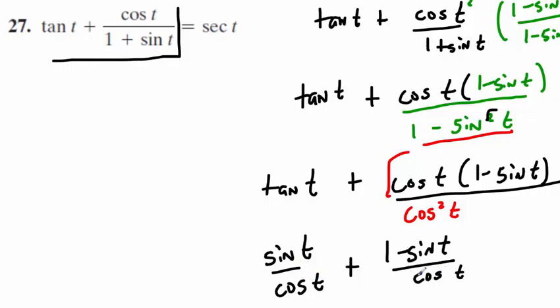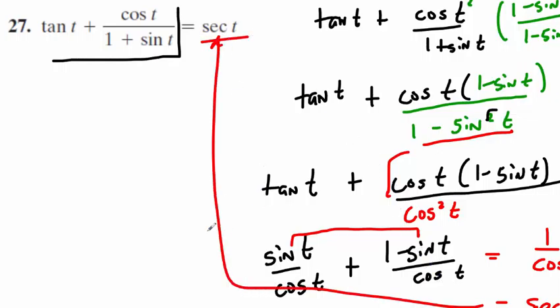Now I can see I already have a common denominator, so I can actually add those together. Well, sine t minus sine t just cancels. So I get 1 over cosine t. Well, I know that 1 over cosine t is equal to secant of t, and that's what I want it to equal, right? So now my left side does equal my right side, so yes, check.